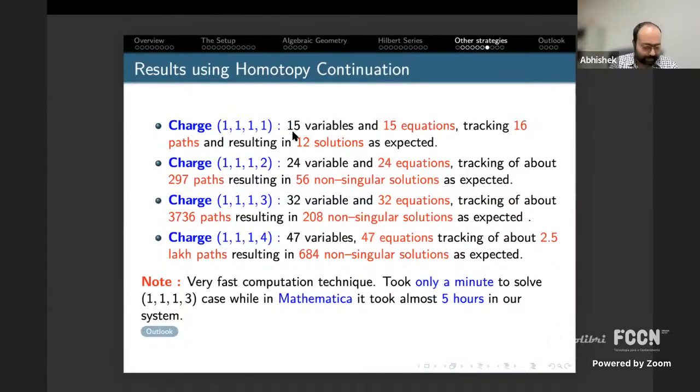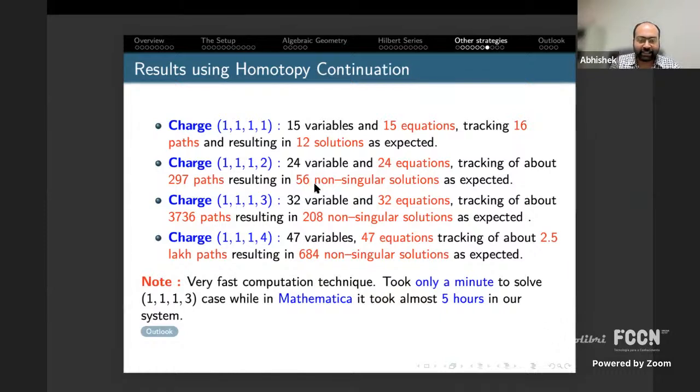So just to give you a flavor of the number of variables and the number of solutions. You have 15 variables and 15 equations, and you have 16 paths to track for the abelian case, and you only get 12 solutions as expected. Then for the 112 case, the first non-abelian charge, you basically have 24 variables and 24 equations, and then 297 paths, out of which only 56 are finite when tracked.